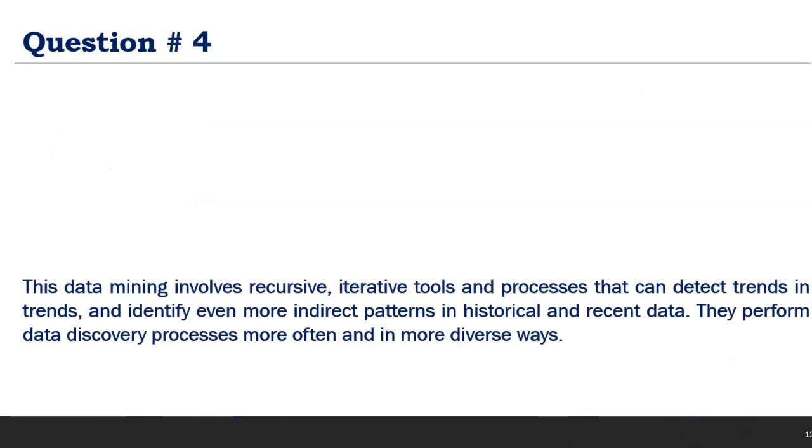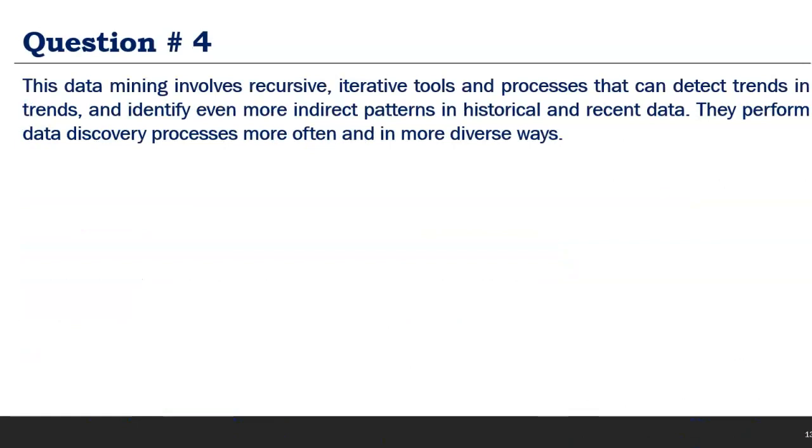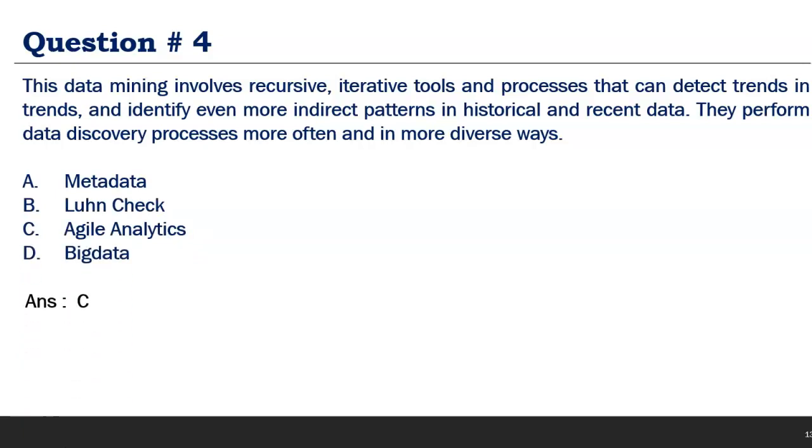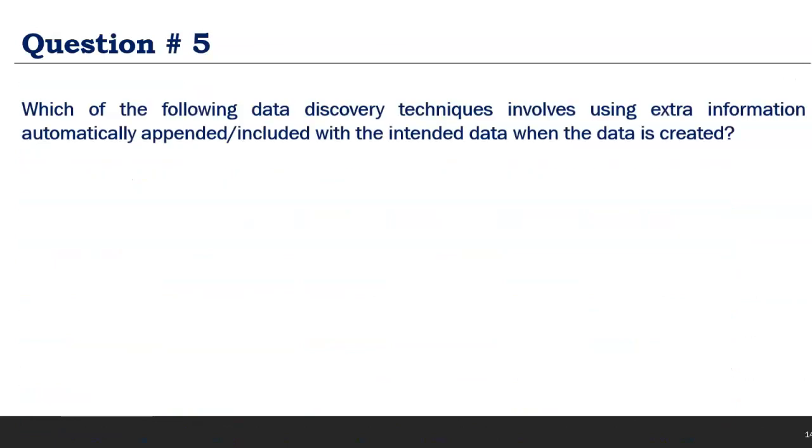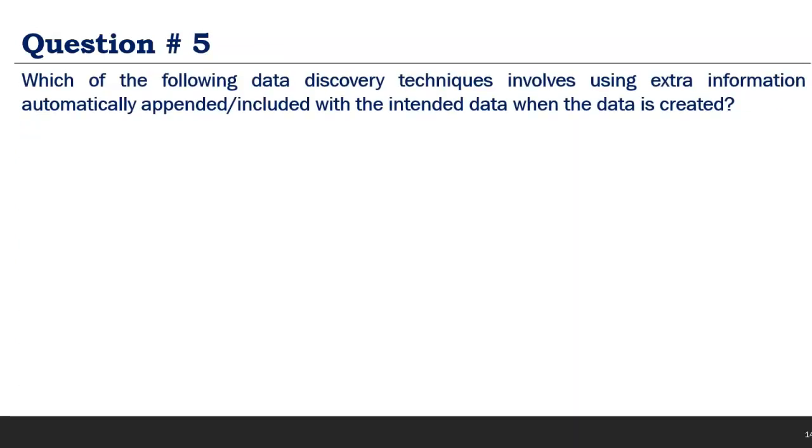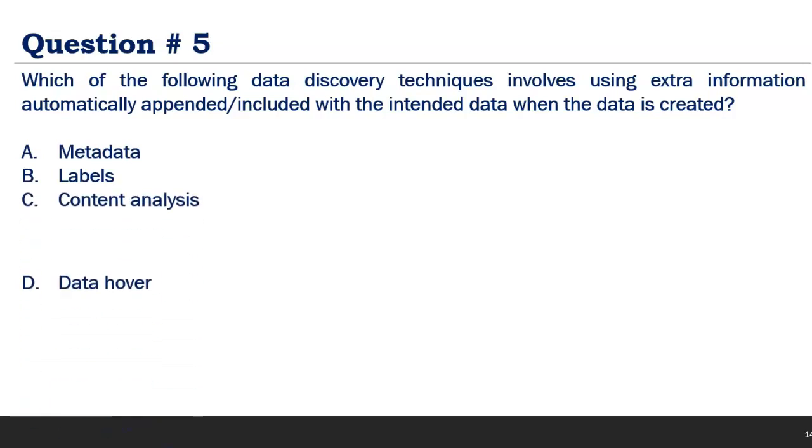Answer A. Fourth one: this data mining involves recursive, iterative tools and a predictive process that can detect trends in the trends. This keyword I have already explained. There is no need to read the whole question, though in case you want to read it, the keyword is identify trends inside the trends. So we have already seen this is part of Agile Analytics, option C. The last question: which of the following data discovery techniques involves using extra information automatically appended or attached to the intended data when the data is created? We have seen this is a formal way of data creation, and the metadata is attached automatically with the data at the time the data is created.